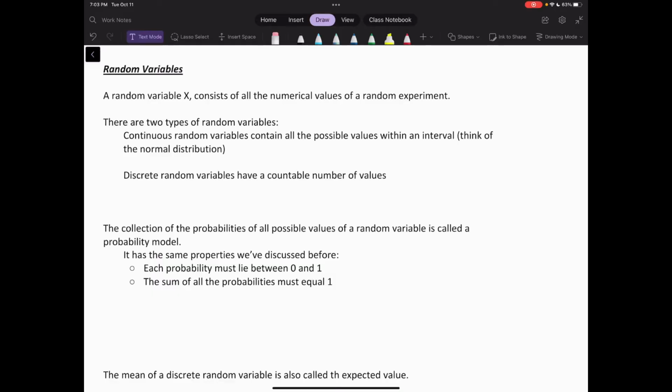All right, in this video, we're going to go over what in the world is a random variable. Okay, so you know the drill. We're going to start off with some definitions, and then we'll get into a couple of examples here. Okay, so what's a random variable?